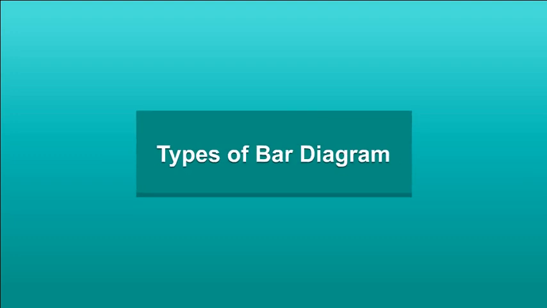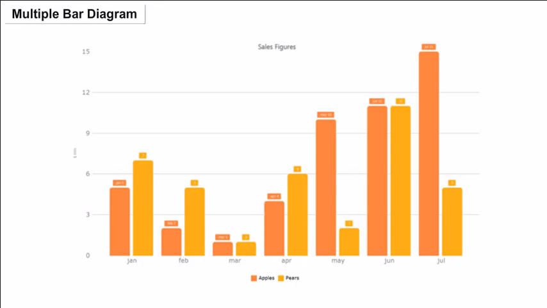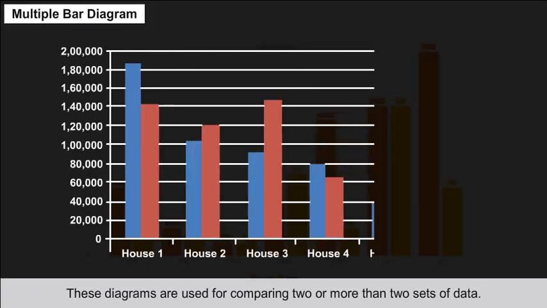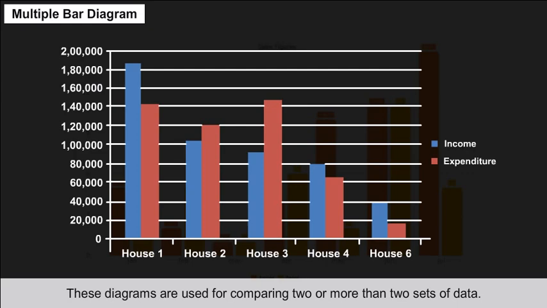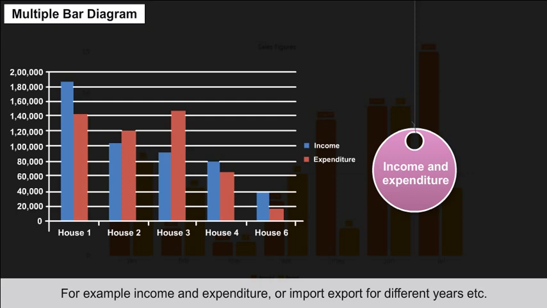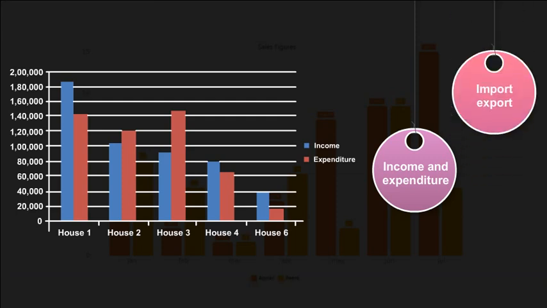Types of bar diagram. Multiple bar diagram. These diagrams are used for comparing two or more than two sets of data. For example, income and expenditure or import-export for different years, etc.